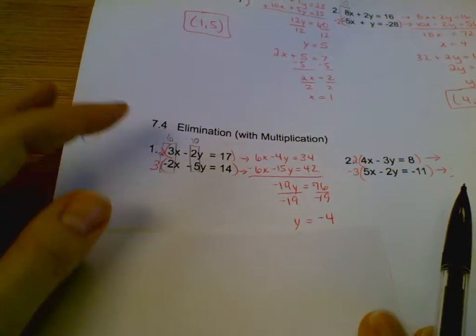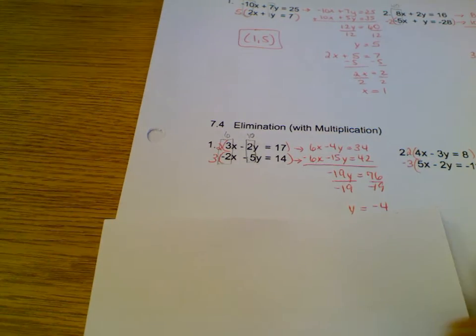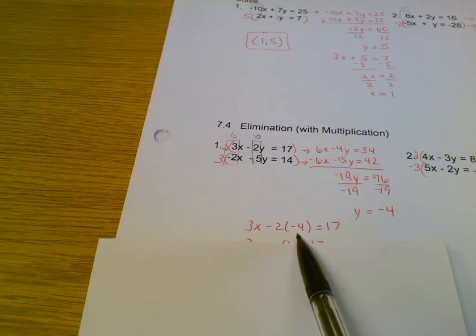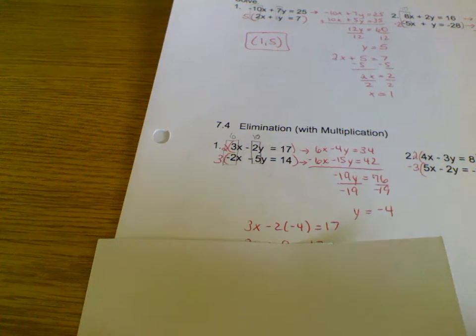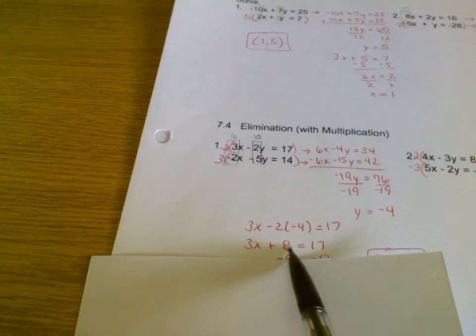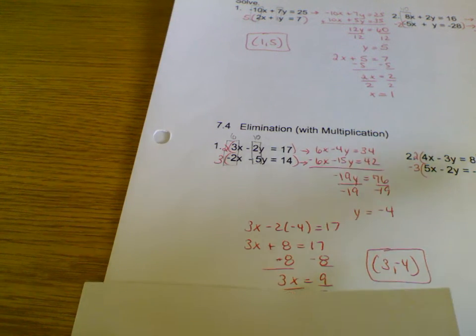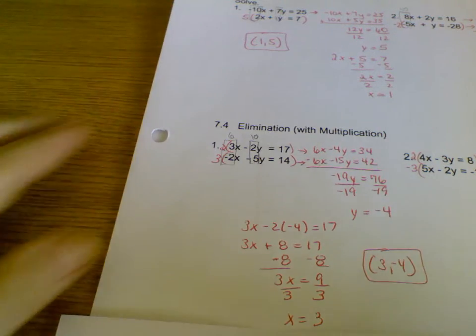Then I'm going to plug that back in, and I now have 4 different options, but I'm going to take one of these two originals. So I decided to take the top equation, and I put in negative 4 for the y. So I'm going to go ahead and multiply negative 2 times negative 4, which is positive 8. Then I'm going to subtract that 8 over with the 17 to get 9, and then divide by 3, so I get x equaling 3. You're going to pause the video and try the last question.